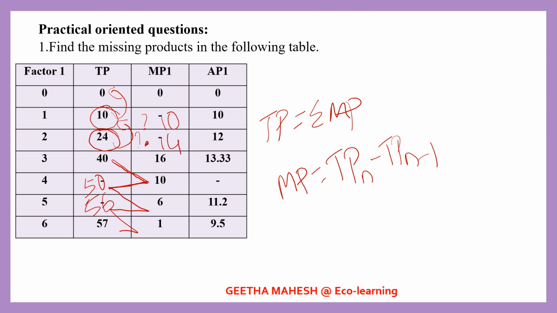In this way you can calculate, and we know AP is equal to TP divided by factor, that is labor. So when you do that you will get the answer. Here TP is 50, and divided by 4 you will get 12.5.